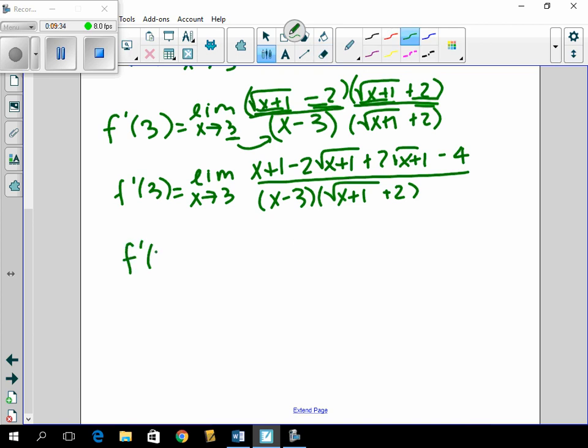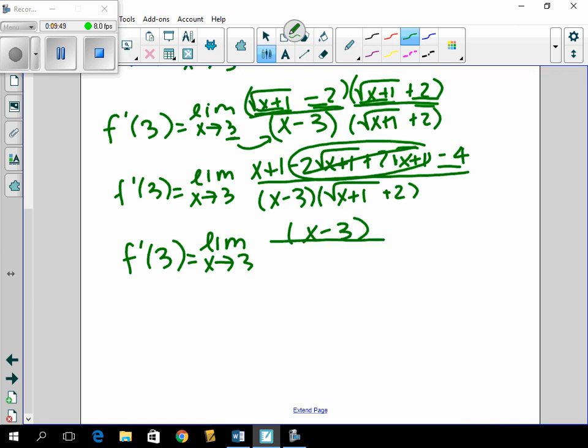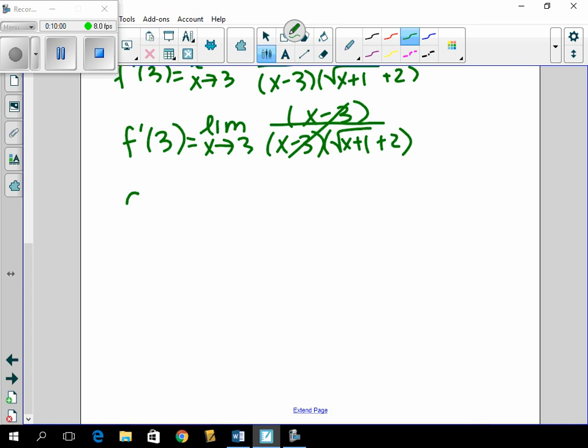So f prime of 3 equals the limit as x approaches 3, and yes, I do have to keep rewriting this. These two cancel out, so I'm left with x plus 1 minus 4, and that gets me x minus 3 all over x minus 3 times root x plus 1 plus 2. And the reason we don't want to multiply anything out yet is because those x minus 3's cancel out.